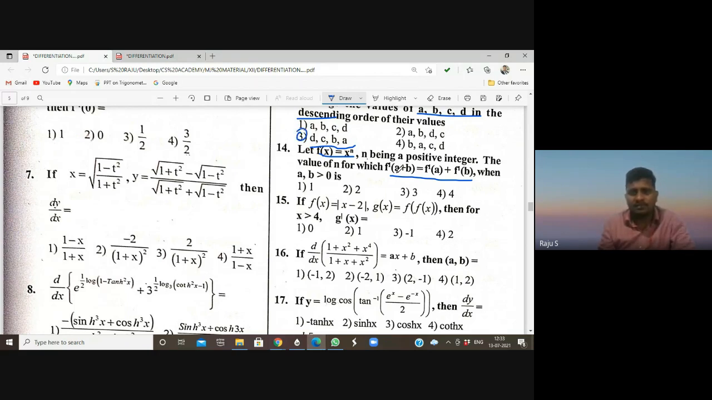Now next step. X power n, f dash of a plus b is equal to f dash of a plus f dash of b. So what shall we do? We need to find the n value. That's all. For what value of n will both be equal? Okay, first take the given function.